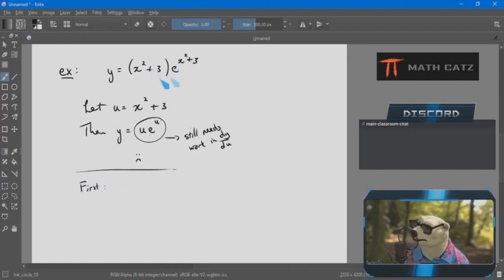So instead, I'm going to first get these two away from each other. Yes, they look very similar, but this is not my preference. So first, I am finding the derivative. I'm going to use the product rule first.